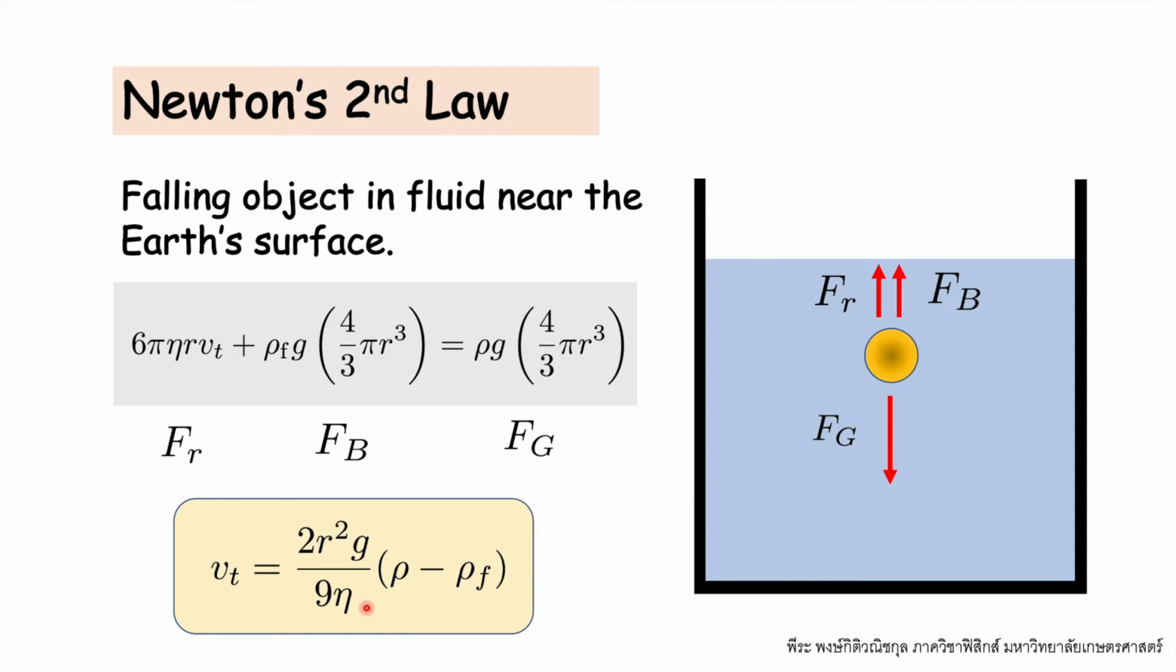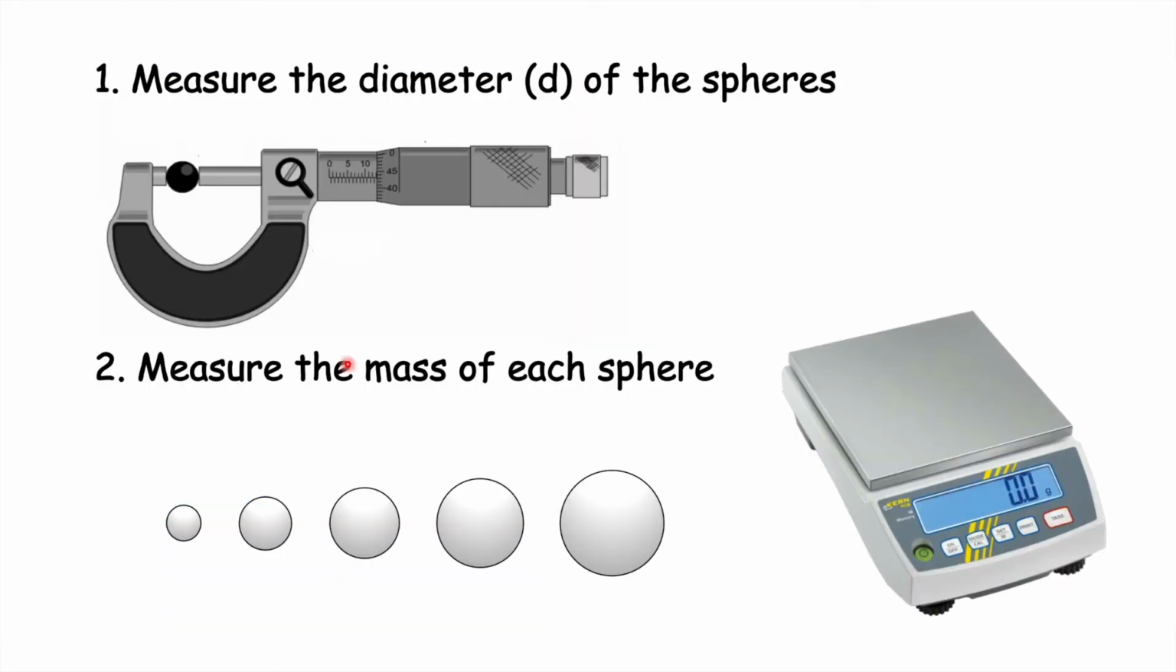With this formula, if we know the terminal velocity, the radius of the sphere, the acceleration by gravity, the density of the object, and also the density of the fluid, we can find the viscosity. In this experiment, we will find this number. Next, we will see how we do this experiment.